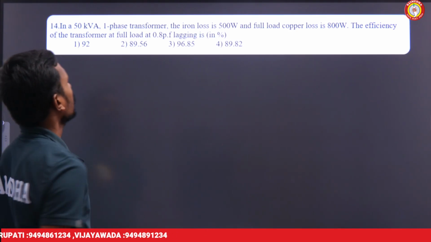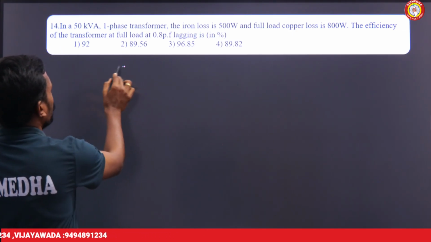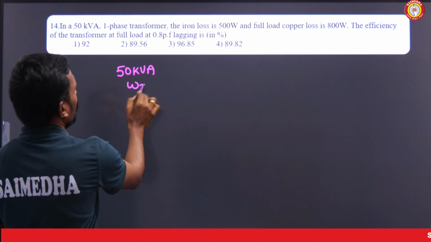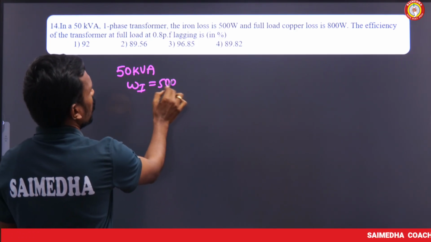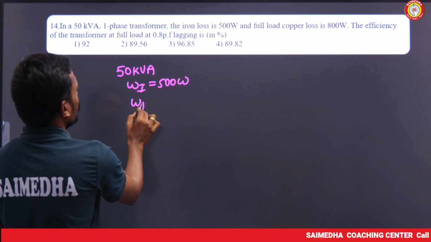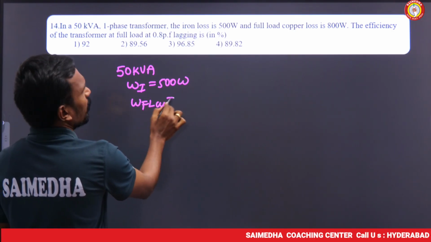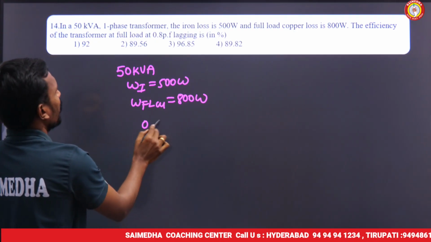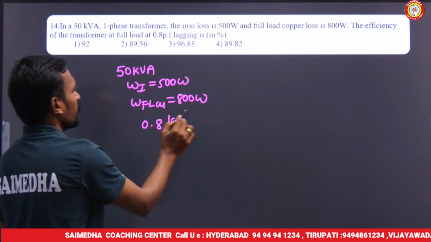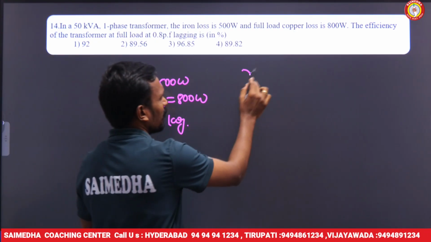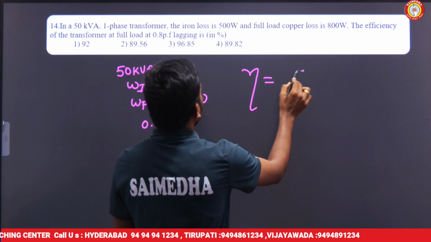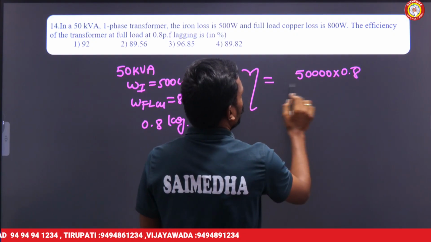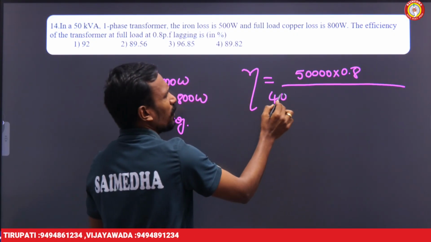In a 50 kVA single phase transformer, iron losses are 500 watts and full load copper losses they gave as 800 watts. Then the efficiency at 0.8 lagging, let's calculate. Efficiency is equal to kVA 50,000 into 0.8, which is nothing but 40,000, right?